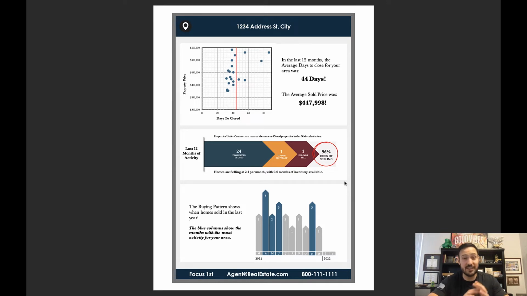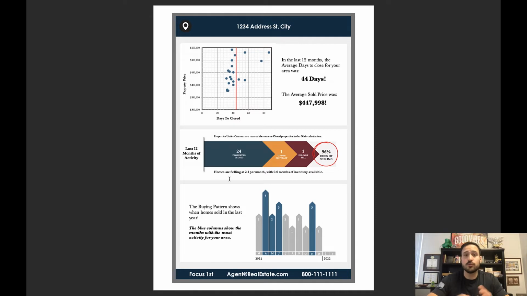That is fantastic. Now, you can see here the blue represents properties that have sold, the orange, properties under contract, and the red ones that did not sell. This leads us to that 96% odds of selling. That means out of 26 homes that were listed in the last 12 months, only one didn't sell.